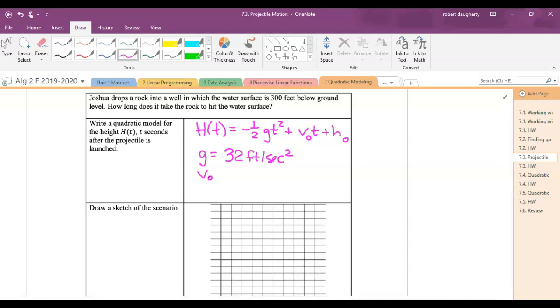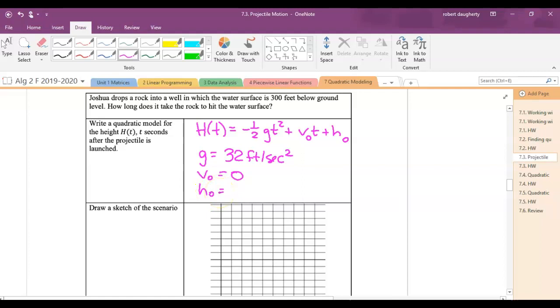It's 0. Remember, my choices are I'm forcing it up with a velocity, or I'm forcing it down. If I just let it roll off or if I just drop it, that initial velocity is 0. The other clue is that they're not telling me any initial velocity there. What is the initial height?